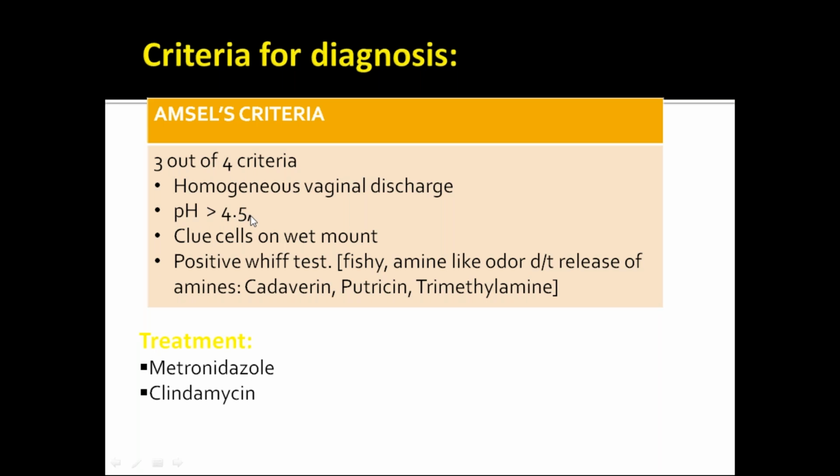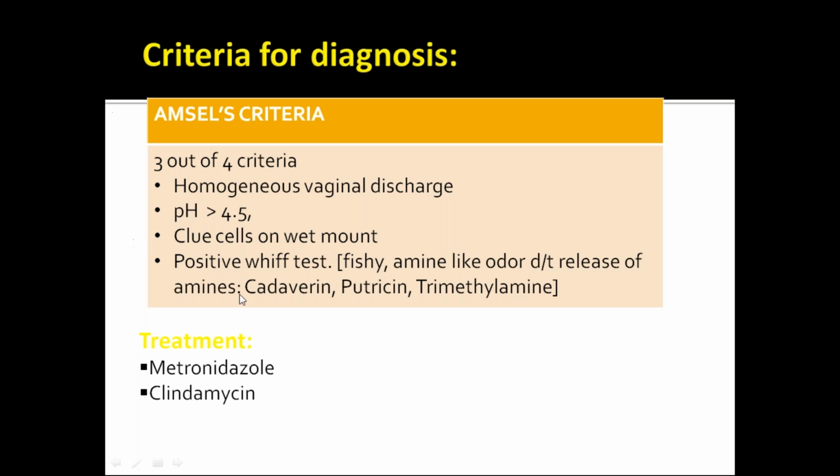That is, you will have a litmus paper like thing, and when you put the vaginal discharge on the paper, depending on the color, you can say it is alkaline or acidic. So the pH is greater than 4.5, and as I have shown in the previous slide, there are clue cells. You can find clue cells on wet mount and Gram stain.